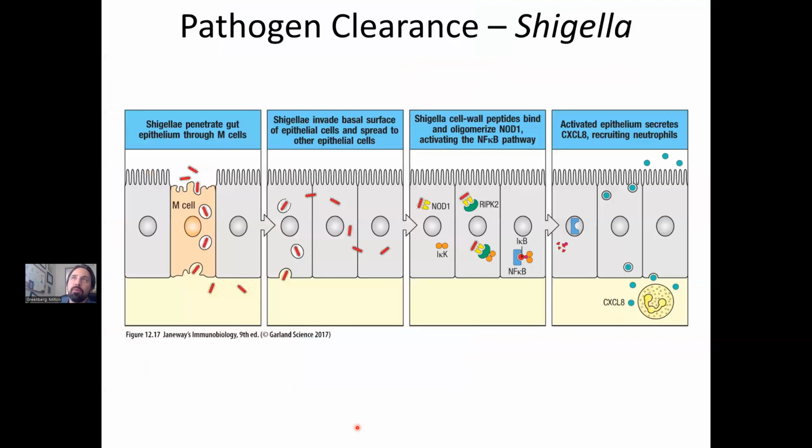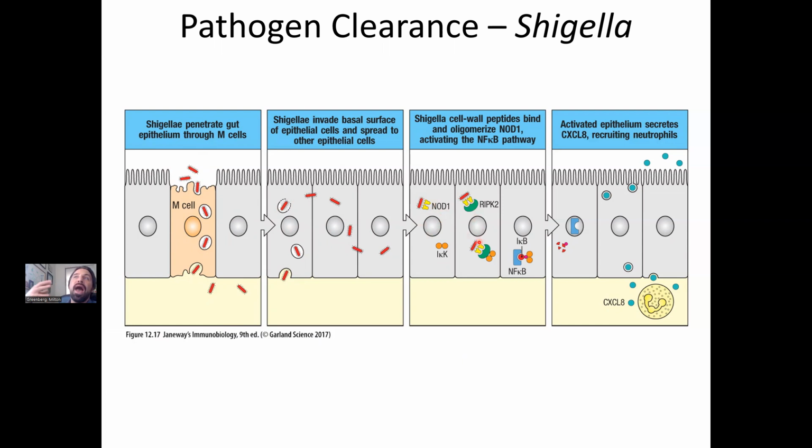So let's go through another example. This is an example called Shigella. In the case of Shigella, it has a different pathogenic mechanism, but a lot of the same key components. The M cells will help allow the Shigella to penetrate through the epithelial layer and into the lamina propria. Once it's in the lamina propria, the Shigella will migrate in through the basal surface of these epithelial cells and then start spreading transversely through these other epithelial cells.